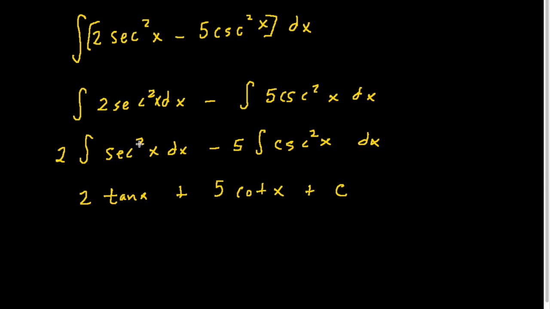And in this case, it's a lot simpler because there's nothing in here for a. It's not like secant squared 5x. It's just secant squared 1x. So the antiderivative will just be tangent x.